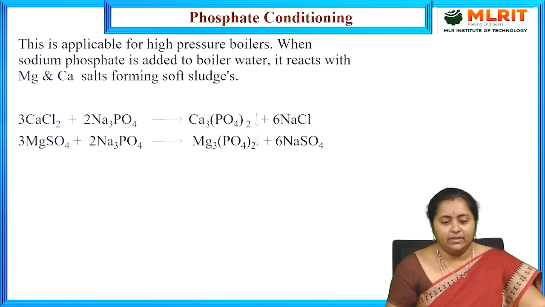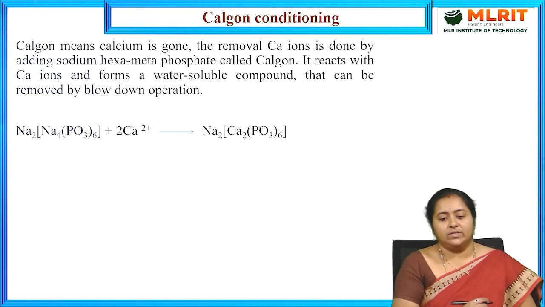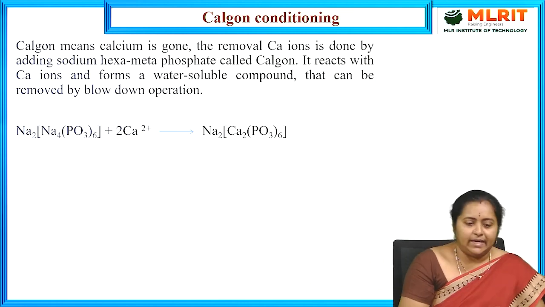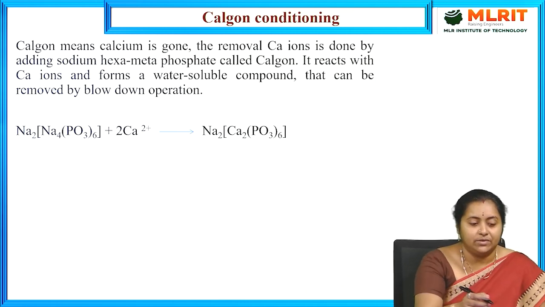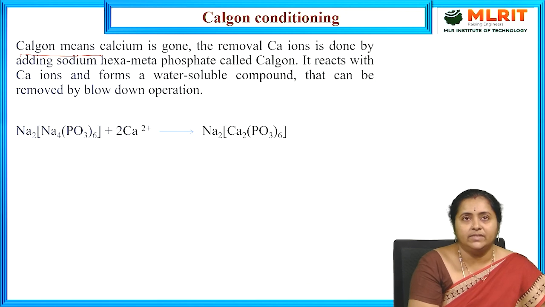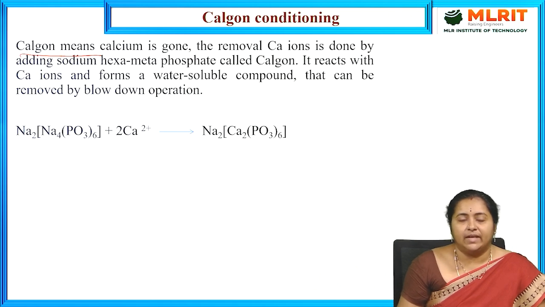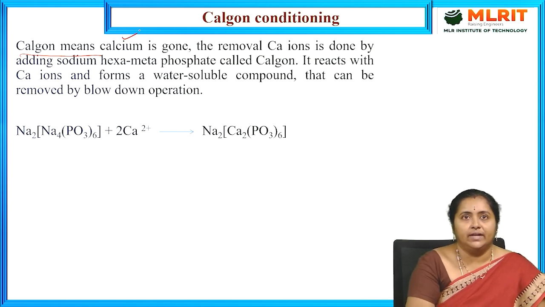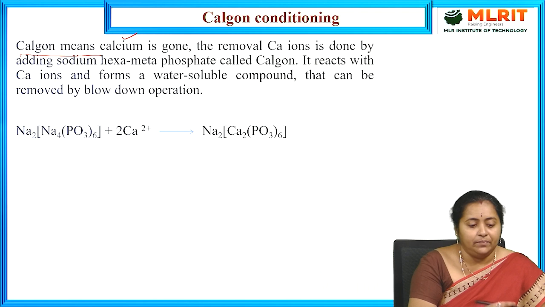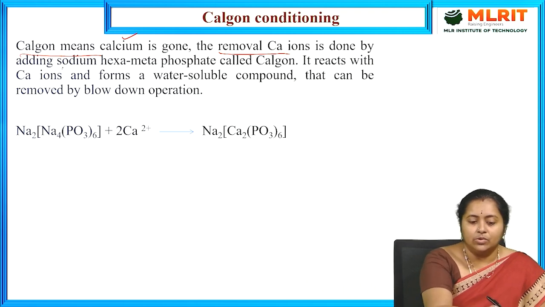So let us go with the next type of conditioning, that is Calgon conditioning. Calgon means calcium is gone. As I told you, Calgon means calcium is gone. Moreover, this type of conditioning is applicable for hot water samples which have calcium content only. So Calgon means calcium is gone, and removal of calcium ions is carried out simply by adding Calgon. Calgon means sodium hexametaphosphate.